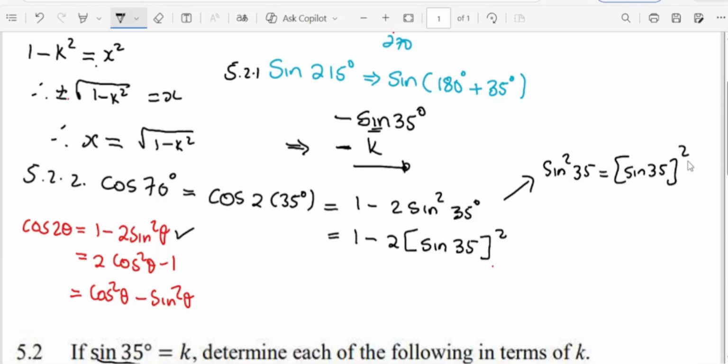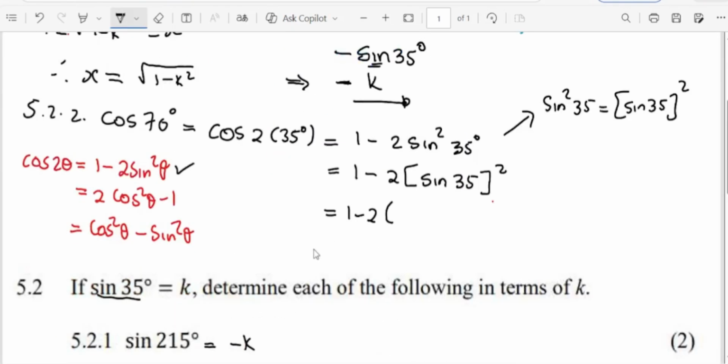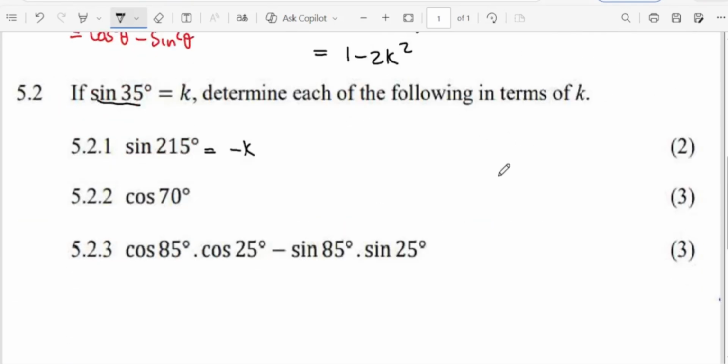Okay, all good. So now I have this as 1 minus 2 inside the bracket. I know what sine 35 is. Remember, sine 35 was given as k. So I'm going to substitute, this will be k and this should be squared. So what is the final answer? 1 minus 2k squared. Then this is the answer you're going to get your 3 marks for.